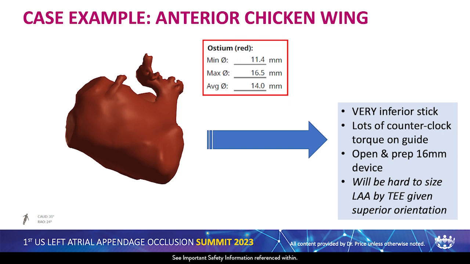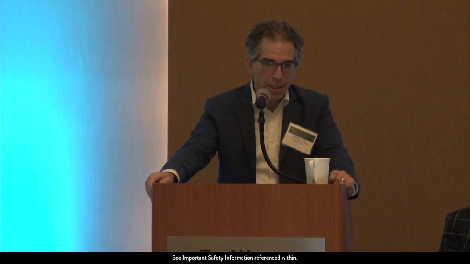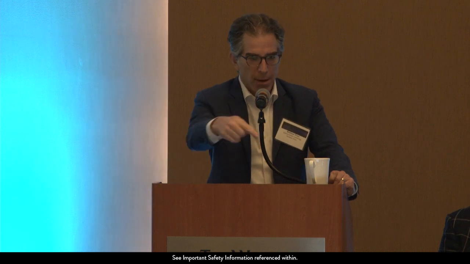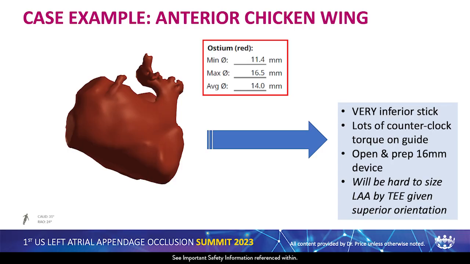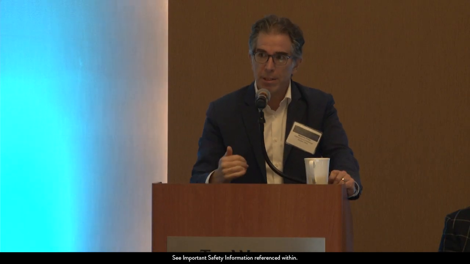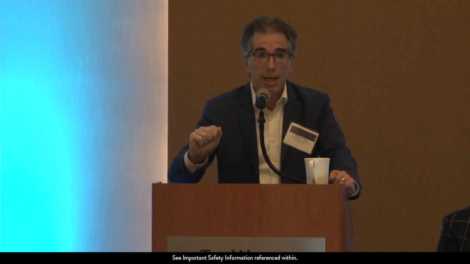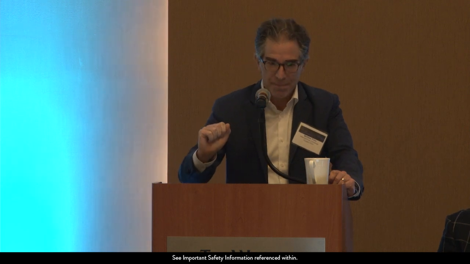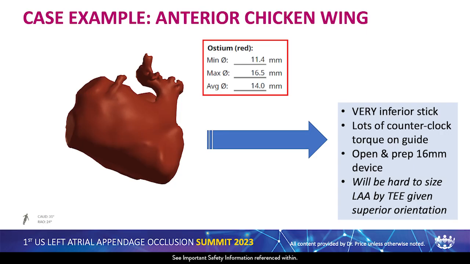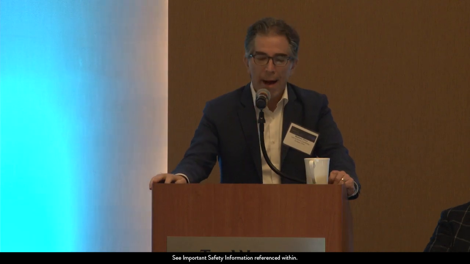So this is a CT reconstruction of a challenging appendage, a pretty severely vertical anterior chicken wing. If you look at the little numbers down there, this is an RAO caudal projection. And I like to think about the clock face, and this appendage is at 12 o'clock. This means that I'm going to need a really, really inferior stick and a lot of counterclockwise rotation on my non-deflectable sheath. I see that the average size is 14, the max is a 16. We decided to open up and prep a 16 millimeter device right off the bat after we got access.